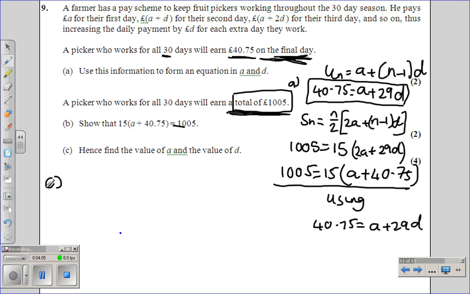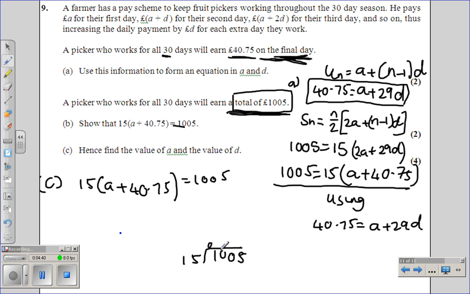Part C, for 4 marks: hence find the value of A and the value of D. Well, if we take this equation here that we've just done, we should be able to solve that for A because there's just one unknown. So 15 lots of (A plus 40.75) equals 1005. You could multiply this out, but I think I'm going to try and divide by 15. I hope 15 will go into this, we'll see.